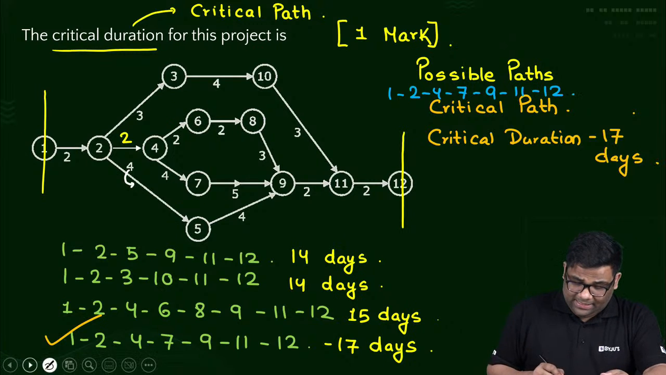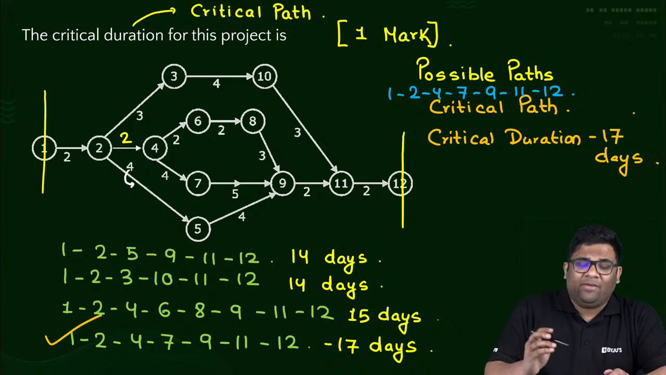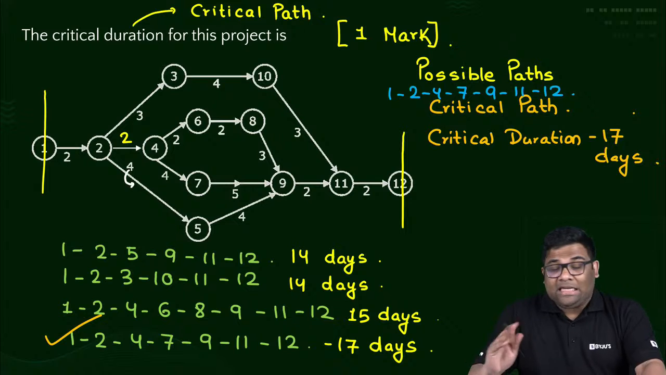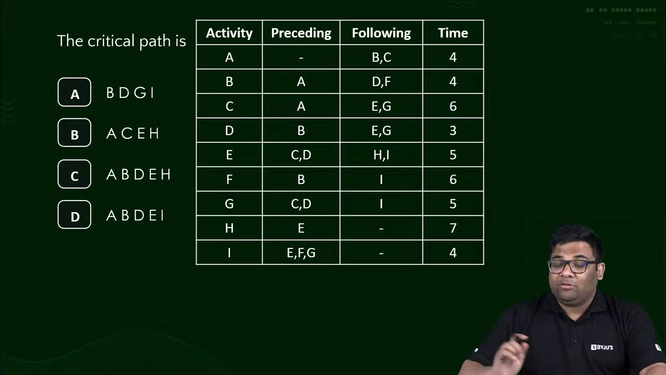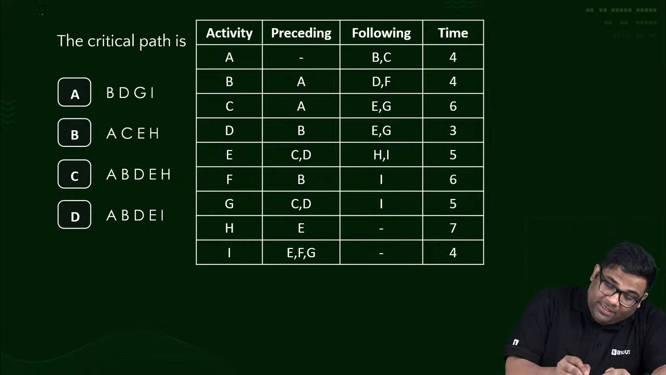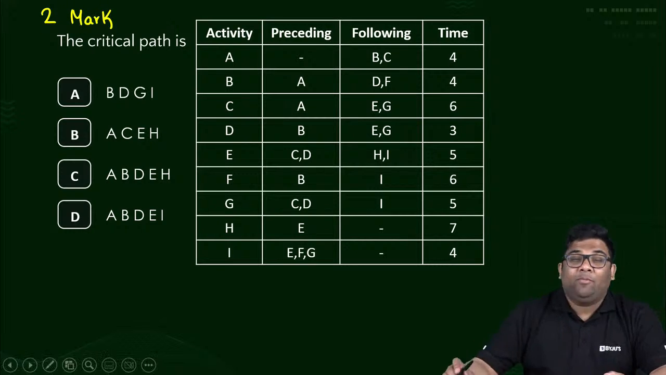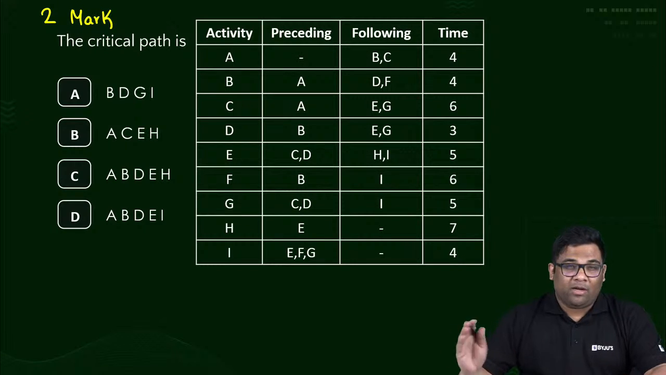If they ask a question like this, the diagram will be given, so you just have to identify, and it will be a 1 mark question. The next type of question will be where they do not give you the diagram. You have to draw the diagram and then find out the critical path and the critical duration. This will be a typical 2 mark question. You have to draw the diagram and then identify the critical path, so they are giving 1 mark extra for what?